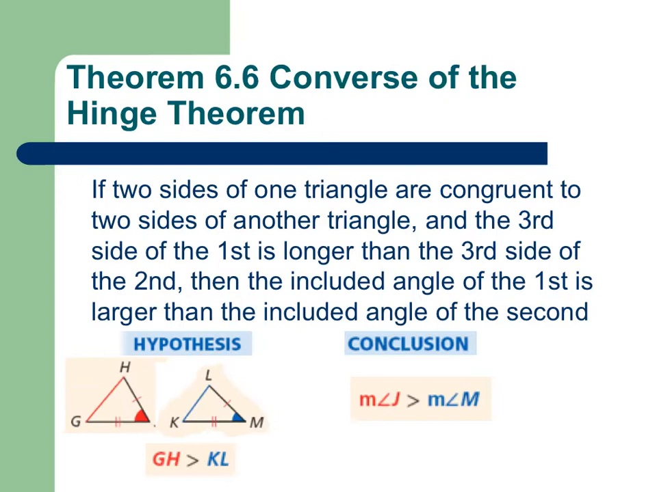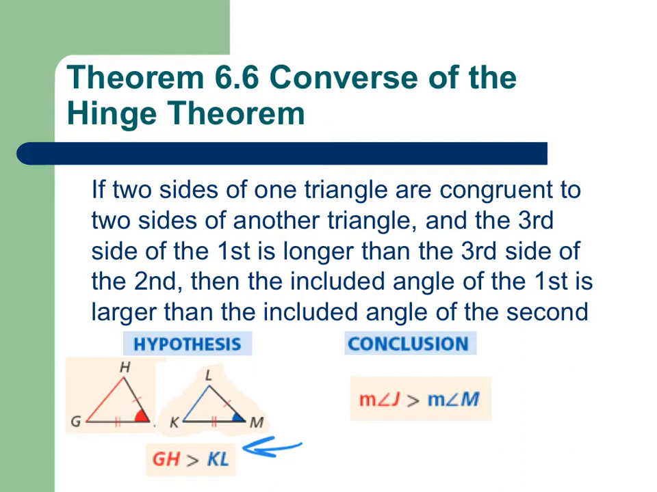So, okay, now the converse of the Hinge Theorem, this time they're going to give us information about the sides, so then we can figure out which angle is bigger. So again, here, the red side is larger than the blue side, so that tells me that the red angle is bigger. So again, it's saying if 2 sides of one triangle are congruent to 2 sides of another triangle, and the third side of the first triangle is longer than the third side of the second, then the included angle of the first is larger than the included angle of the second. So again, they still need to have congruent sides in order to use these theorems. But again, the bigger side is opposite the bigger angle.